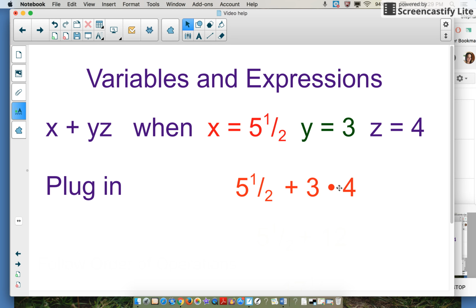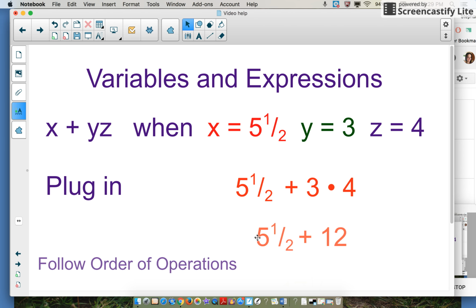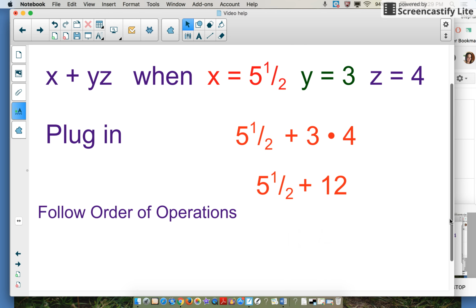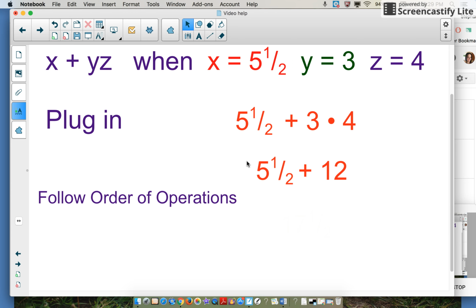After I've done that, I should be looking at this and I should remember I have to do things in the order of operations. I cannot add before I multiply. I have to multiply first. So we're going to do 3 times 4 first because we need to follow the order of operations. So I got 12. Now I need to do 5.5 plus 12.